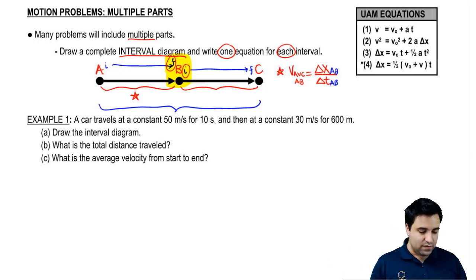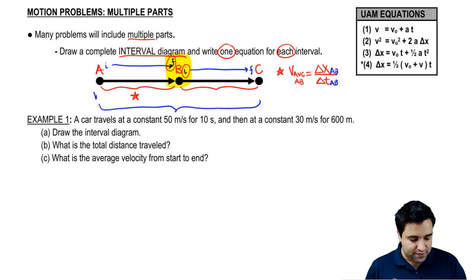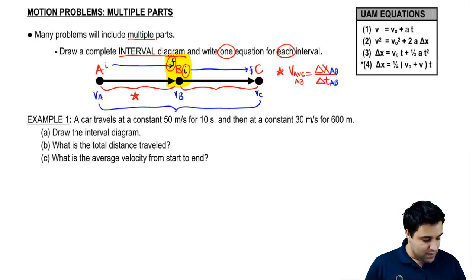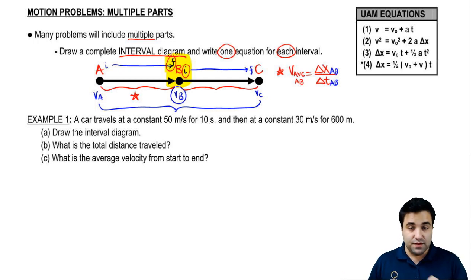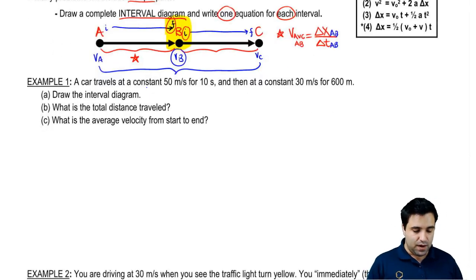So to avoid that, what I like to do is, let's say the speed at A, I just call that VA. I just call this VB, and I call this VC. Because guess what? VB is VB for the first half and the second half. It's the same number and it's the same letter. And I think that makes it easier. So let's do a problem.